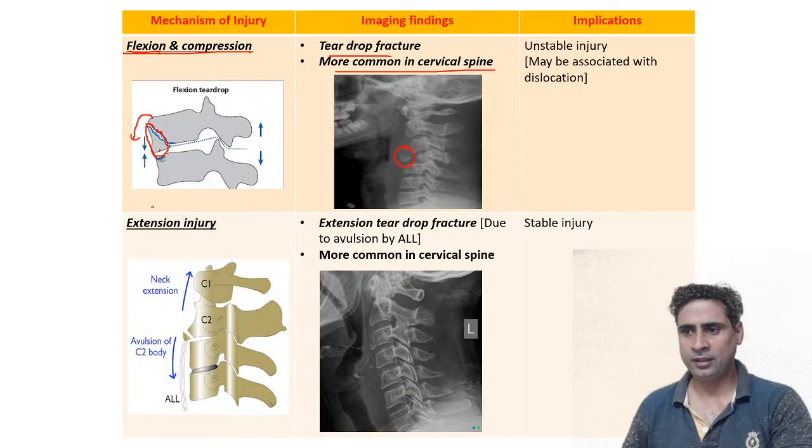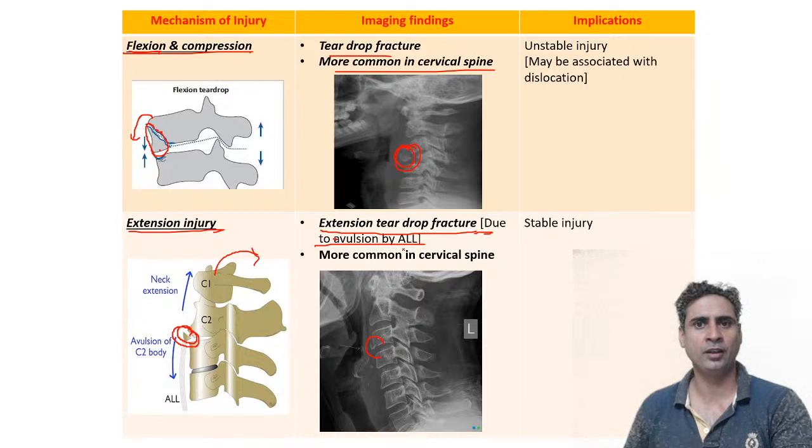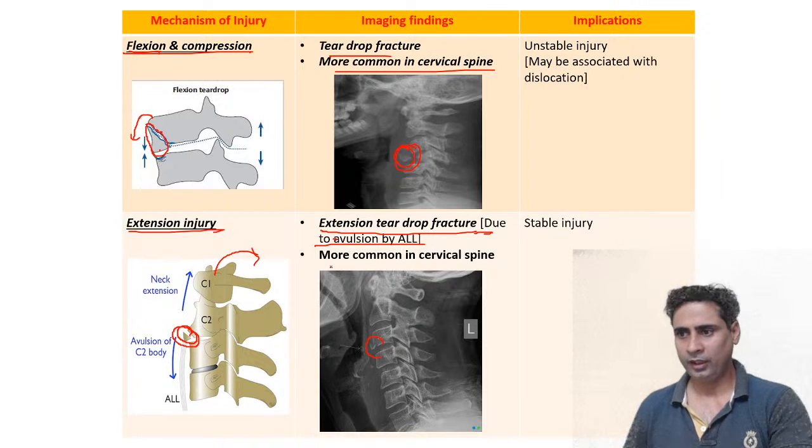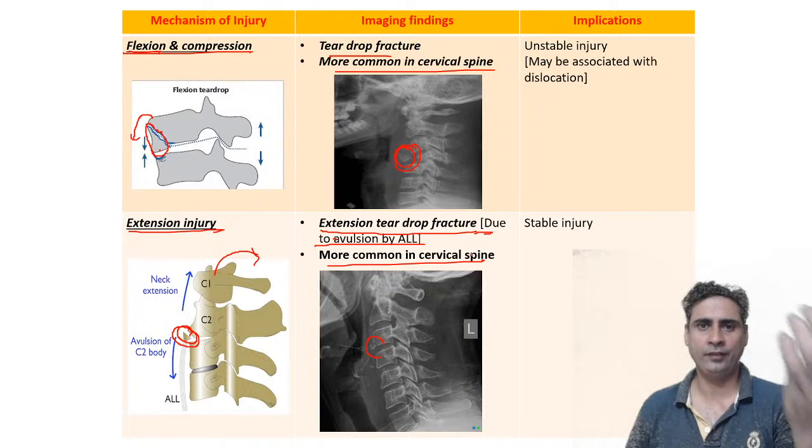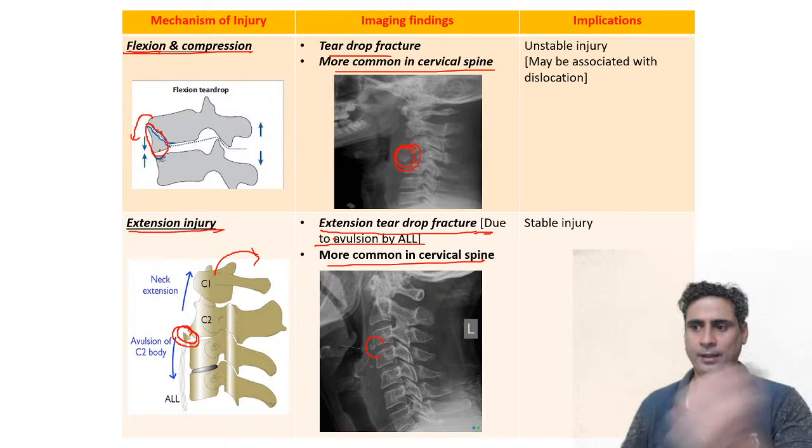Similar to flexion injury, there is extension injury, where sudden extension can lead to avulsion from the anterior inferior part at the site of attachment of the anterior longitudinal ligament. This is known as extension teardrop fracture. This is a teardrop fracture due to flexion compression, and this small avulsion fragment is an extension teardrop fracture due to avulsion by the anterior longitudinal ligament. It is also more common in the cervical spine. Once again, flexion and extension are more common in the cervical spine.